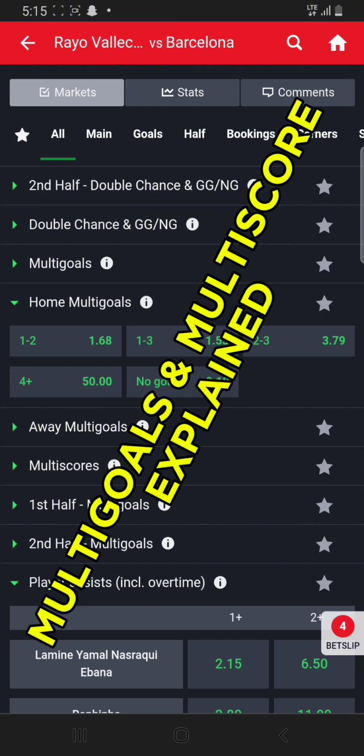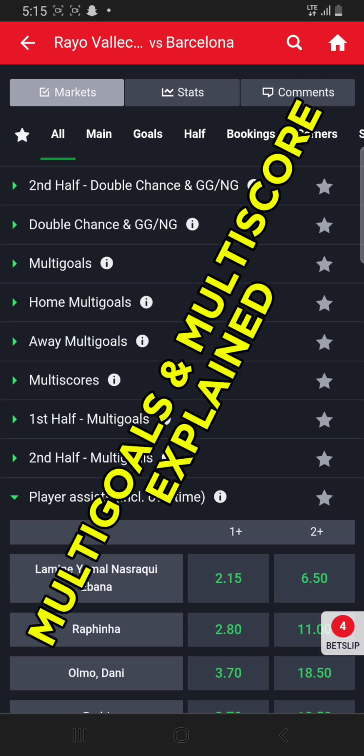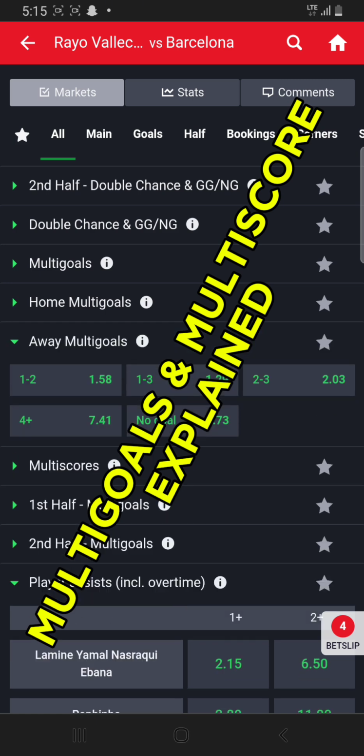Just as we explained about the home side, that is also applicable to the away side: the number of goals scored by only the away side in the regular 90 minutes of gameplay. It can be 1 to 2 goals. By 1 to 2 goals, you know that the goals they score will not be more than 2. It's either 1 or 2, but a goal must be scored in that game. When there is no goal, your bet does not count.